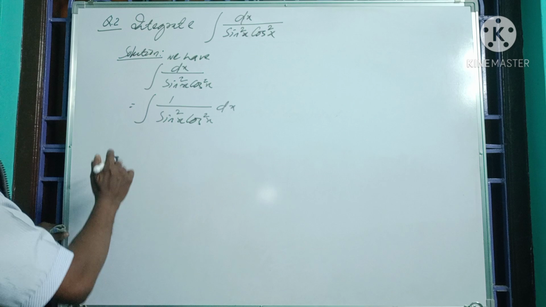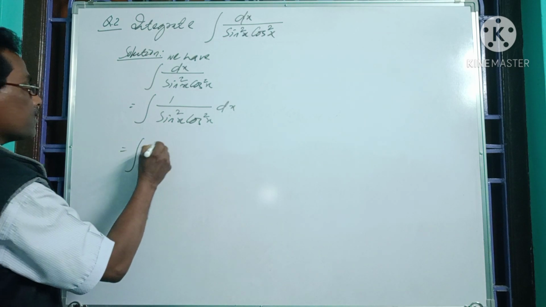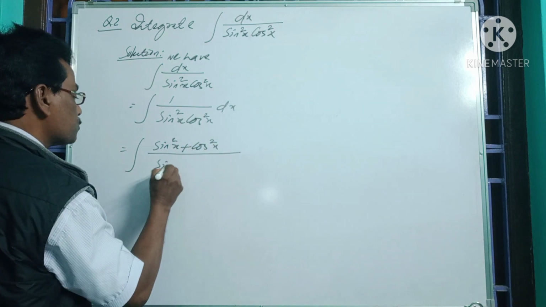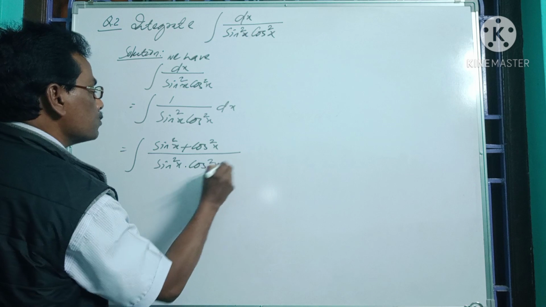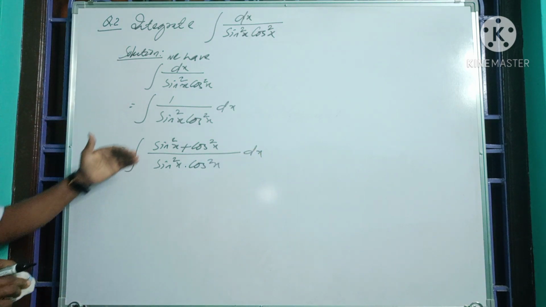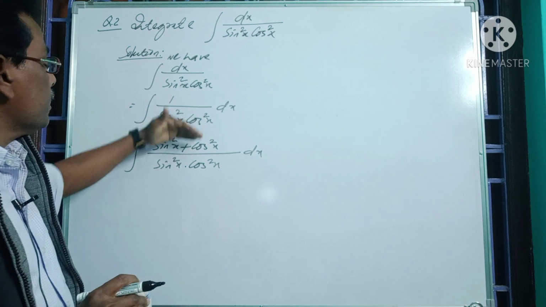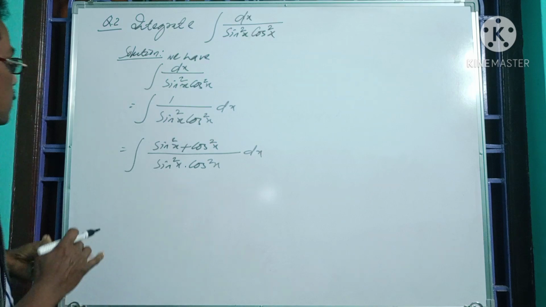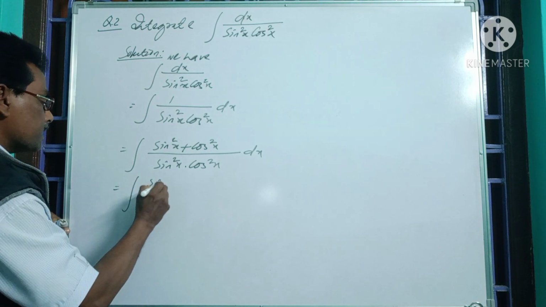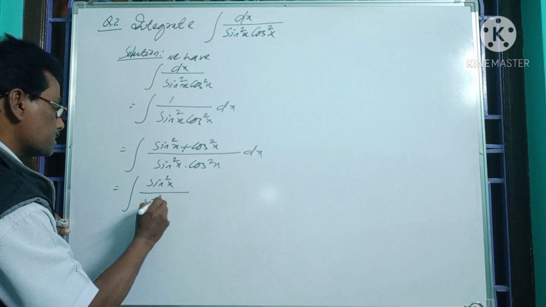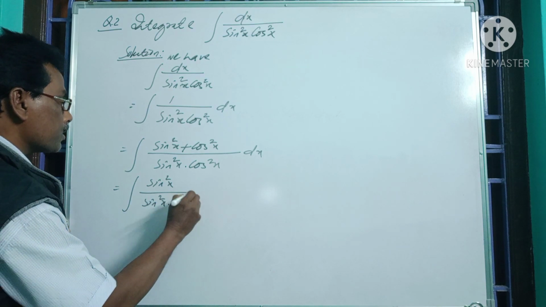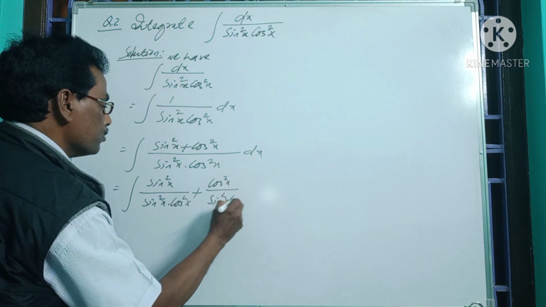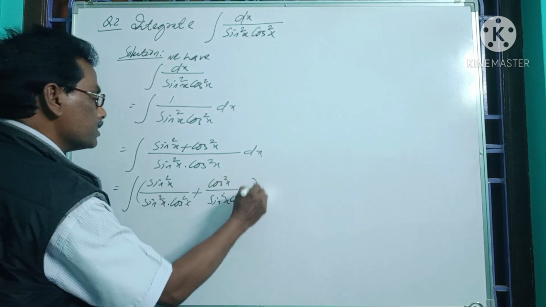So replacing 1 by sin square x plus cos square x, we have integration of sin square x plus cos square x by sin square x into cos square x with respect to x. Now the integrand is in rational form, where the numerator contains 2 terms and the denominator contains only 1 factor. So after simplification we have integration of sin square x by sin square x into cos square x plus cos square x by sin square x into cos square x, whole integration with respect to x.